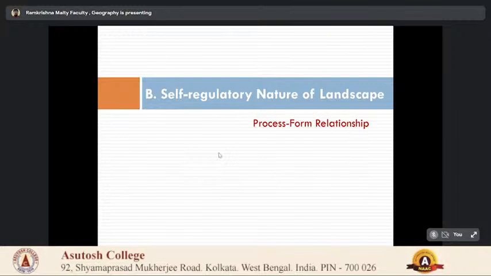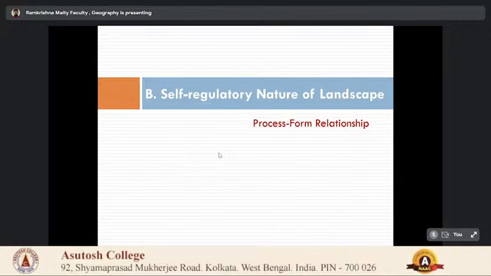Every geomorphic process develops its own characteristic landforms. Fluvial process, one set of landforms are developed. Aeolian process, another set of landforms. Glacial process develops another set of landforms. If you see a landform, then you can identify which process is responsible for it.